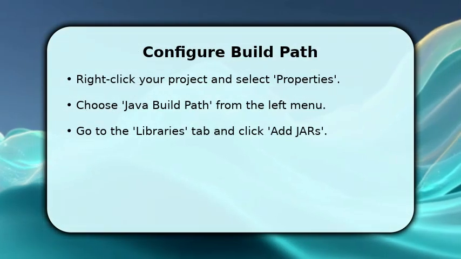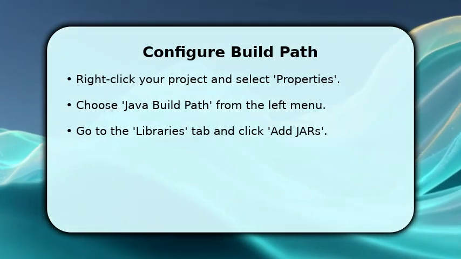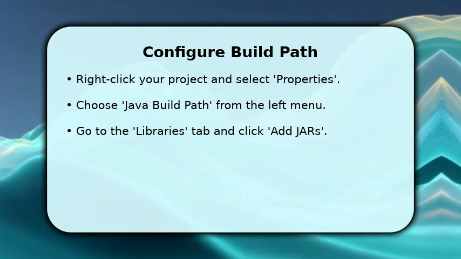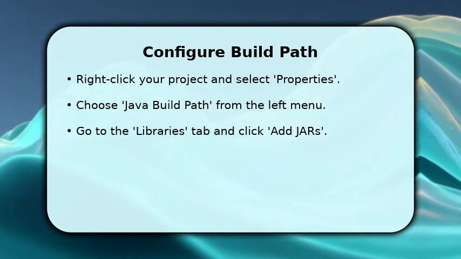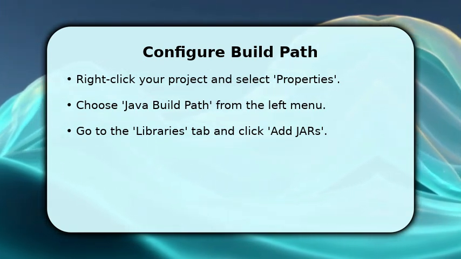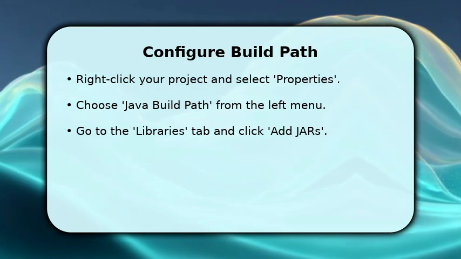Now let's configure the build path. Right-click on your project in the Package Explorer, then select Properties from the context menu. In the Properties window, choose Java Build Path from the options on the left. Navigate to the Libraries tab, and then click the Add JARs button.